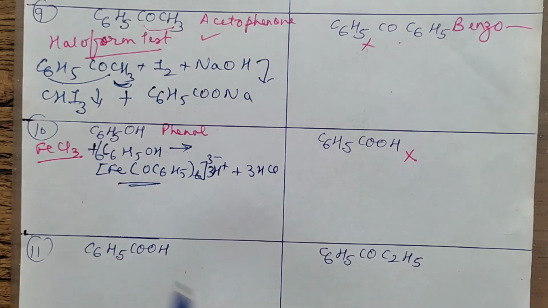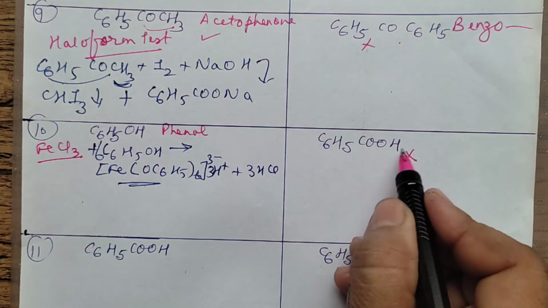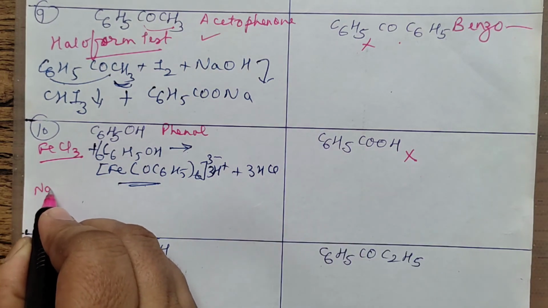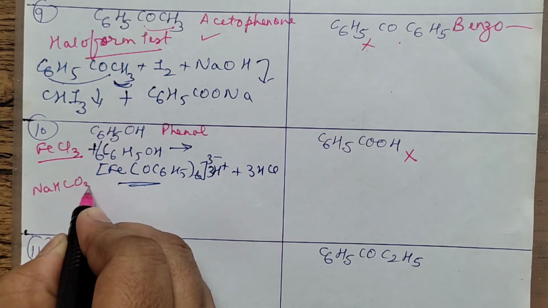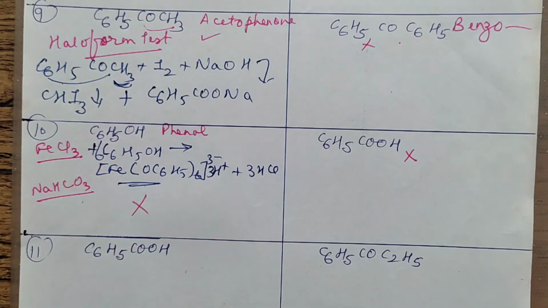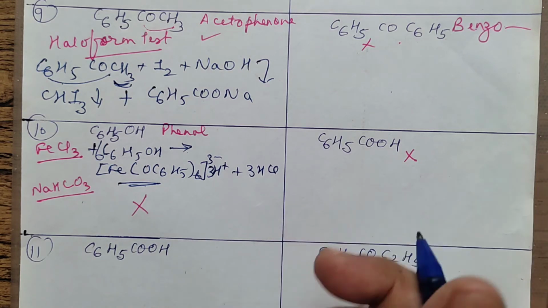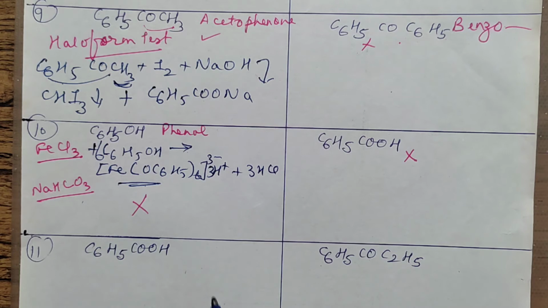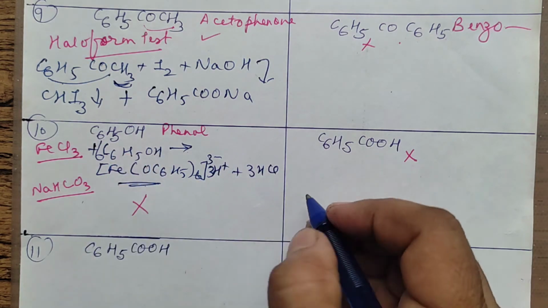Either you may write this as a test, or whenever you find an acid, the test is sodium hydrogen carbonate. So you will write that phenol does not give this test, whereas the acid will give. Any one should give, the other one should not give. So you can select either ferric chloride or sodium hydrogen carbonate.